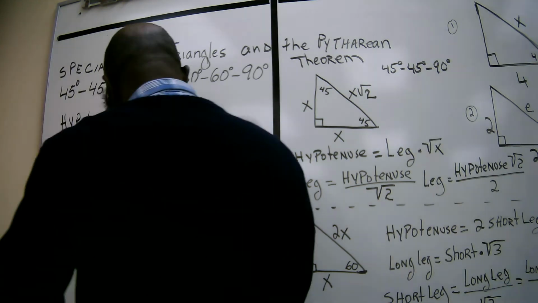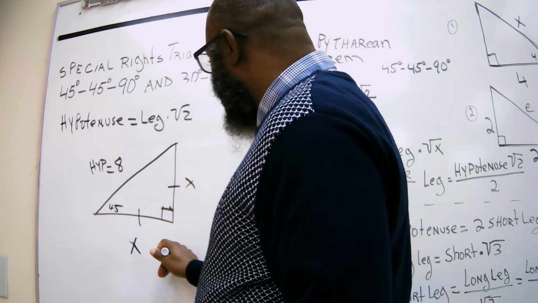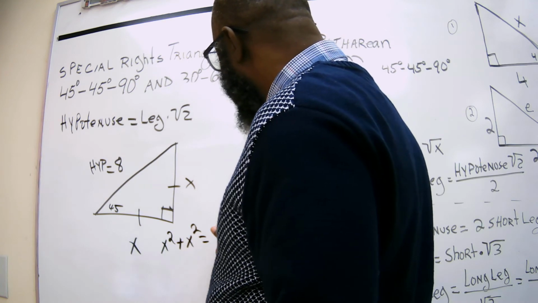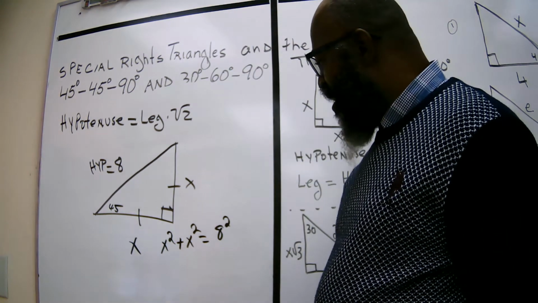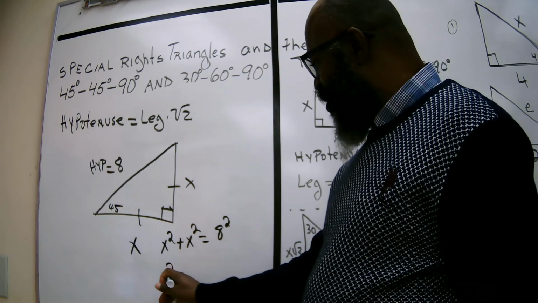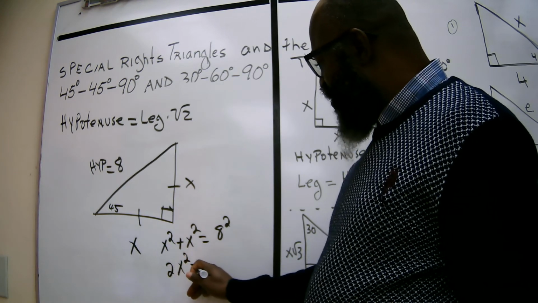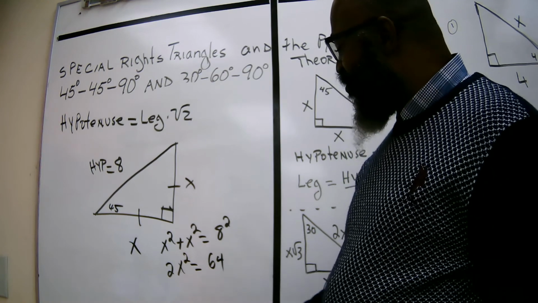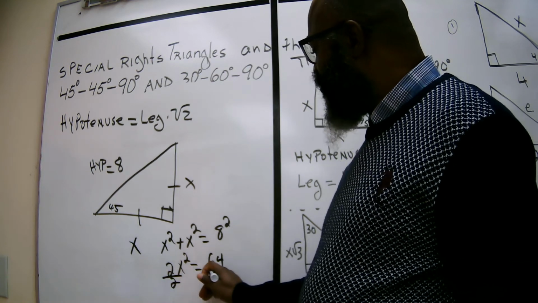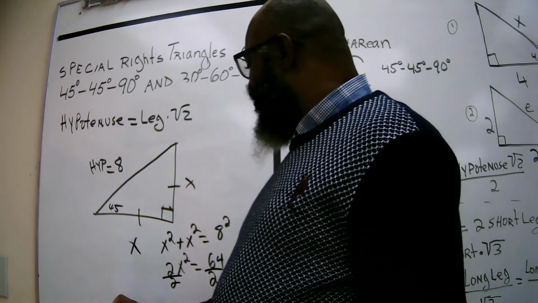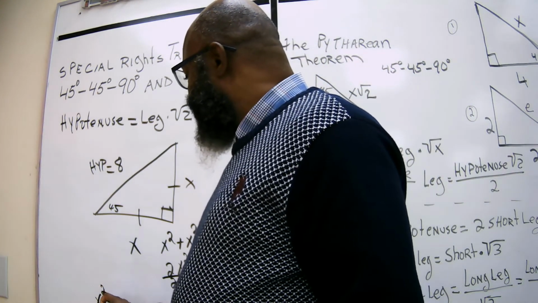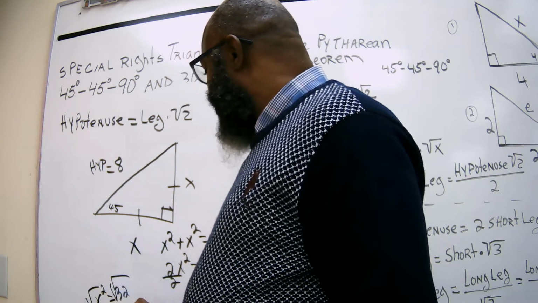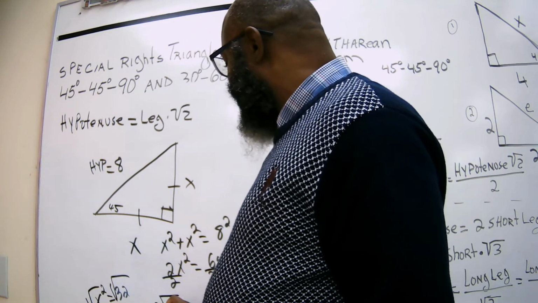You will see how this problem becomes very difficult. In this case, if I'm using the Pythagorean theorem, I will have x squared plus x squared is equal to the hypotenuse squared. Then I will end up with x squared plus x squared is 2x squared is equal to 8 squared, which is 64. Since I'm solving for x, I will have to divide by 2. Then once I divide by 2, I will have x squared is equal to 32. My next step is to take the square root of each side. Then I will have x is equal to square root of 32.